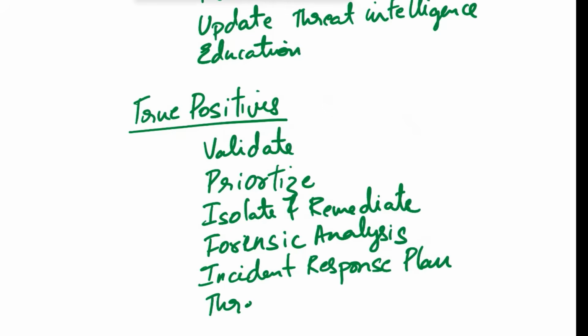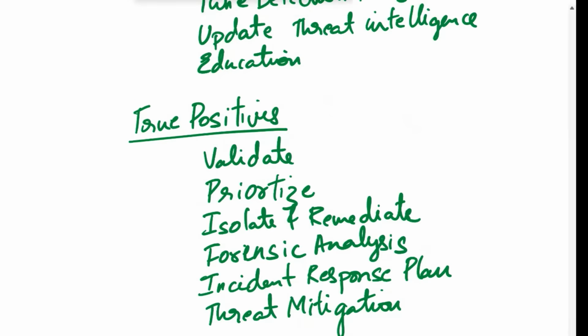Then there is threat mitigation. After remediating the threat, take steps to mitigate vulnerabilities or weaknesses that allowed the attack to succeed. This might involve security policy adjustments, user training, or technology enhancements.